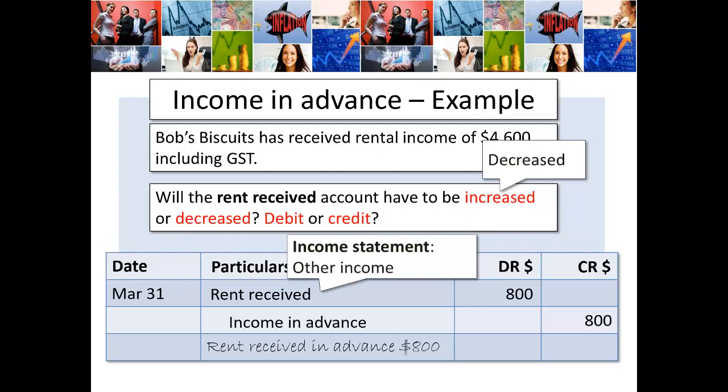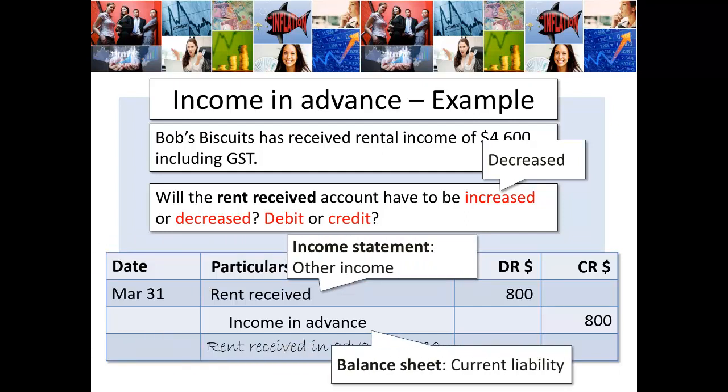On the income statement, rent received is going under other income, and income in advance on the balance sheet will be a current liability.